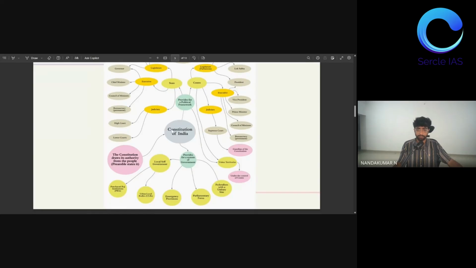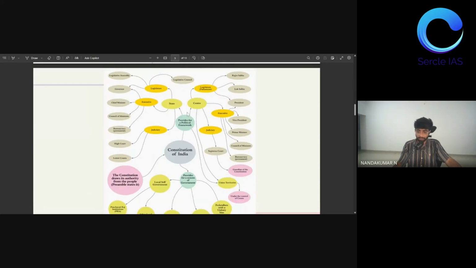Is it visible to all of you? I hope so. This is how Indian polity works within the framework of the Constitution. See, the Constitution is here, and the Constitution draws its authority from the people of India. The Preamble clearly states it, right? So the source of authority, we can say it is the Constitution, but the Constitution itself derives the power from the people of India.